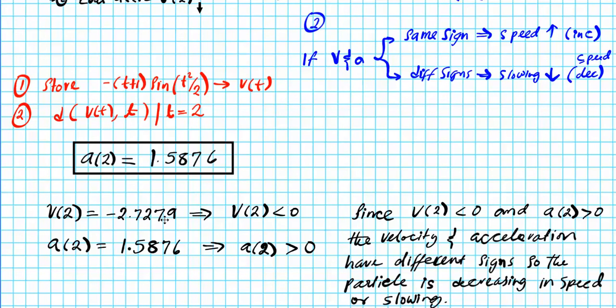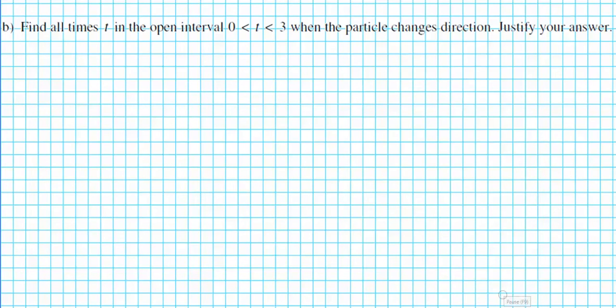Okay, so just basically looking at the signs of velocity and acceleration at any particular time can tell you if the object is speeding up or slowing down, and this formula here is to guide you through that process. Okay, so let's look at the B part. It says find all times t in the open interval 0 < t < 3 when the particle changes direction. Justify your answer.